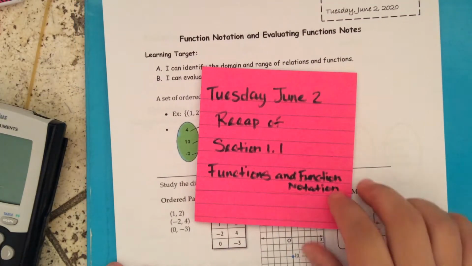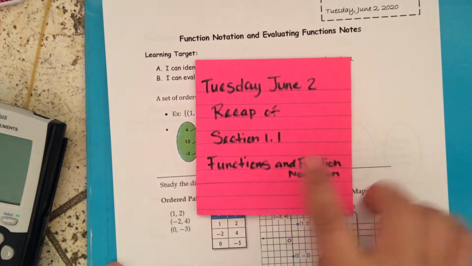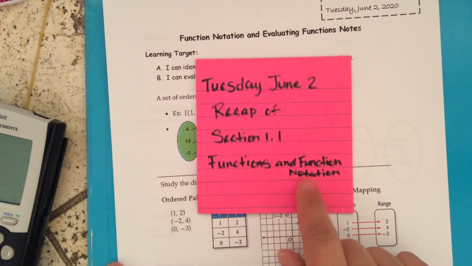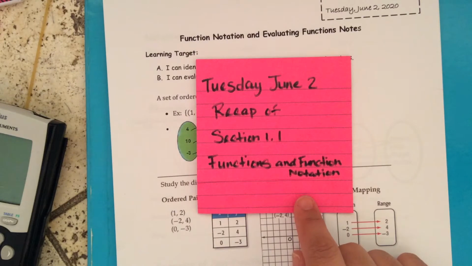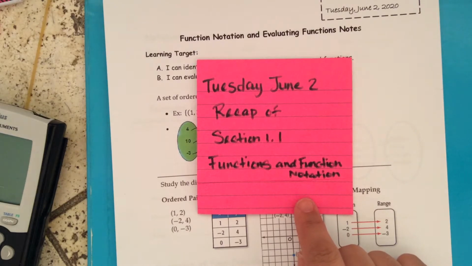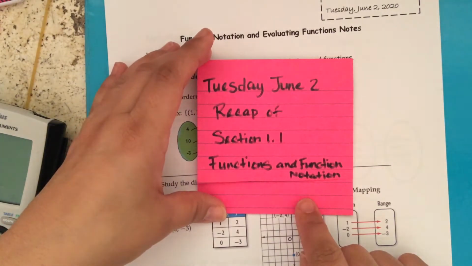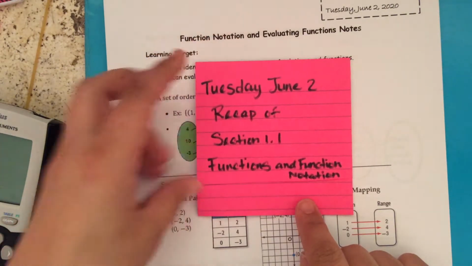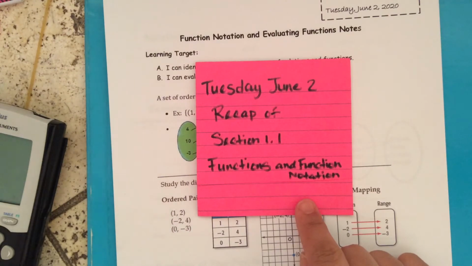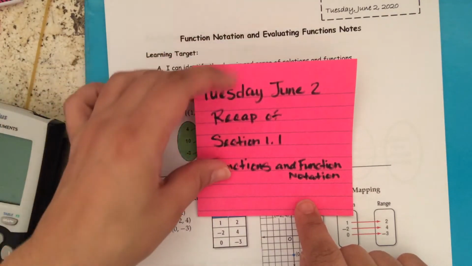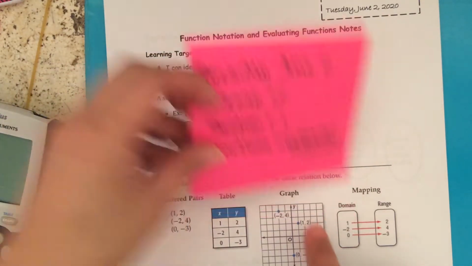Hello kids, today we're going to continue with section 1.1, which is functions and function notation. I need to make sure that you understand how to use function notation and understand the meaning of functions. This is why I am not going to start a new section today. Plus we'll have new kids joining today, so please make sure you understand function notation and what it means to be a function and how to evaluate functions.